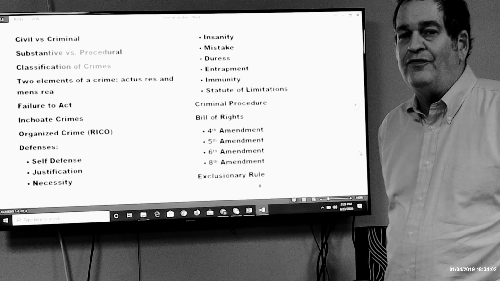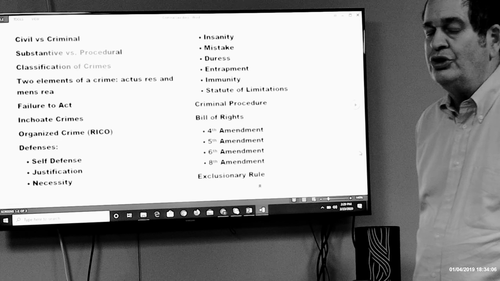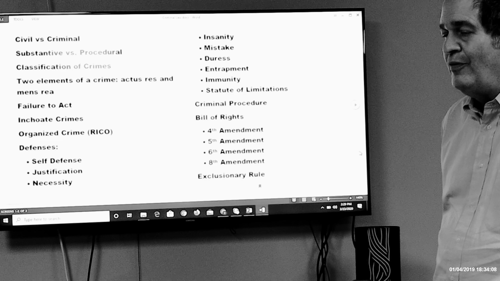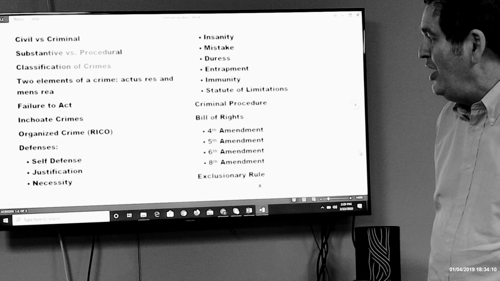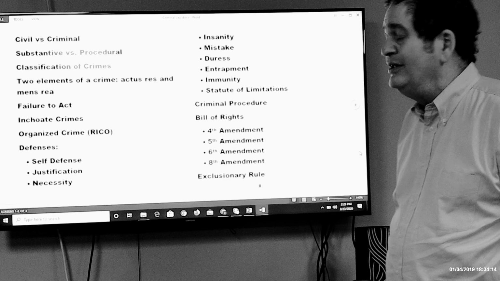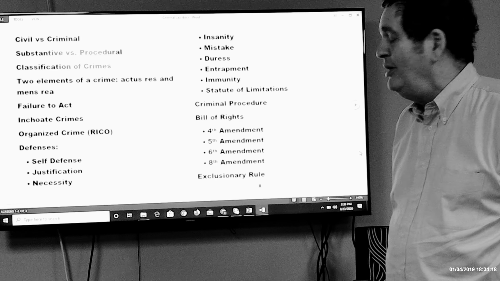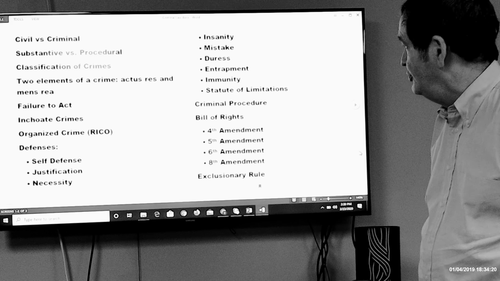Then we talked about defenses. I'm not going to go into each defense and what they mean. You should know that from the previous lectures and from your book. They include self-defense, justification, necessity, insanity, mistake, duress, entrapment, immunity, and statute of limitations.